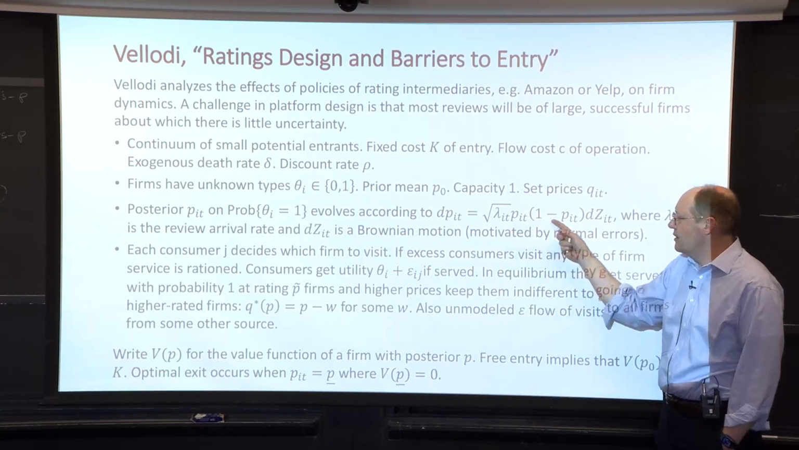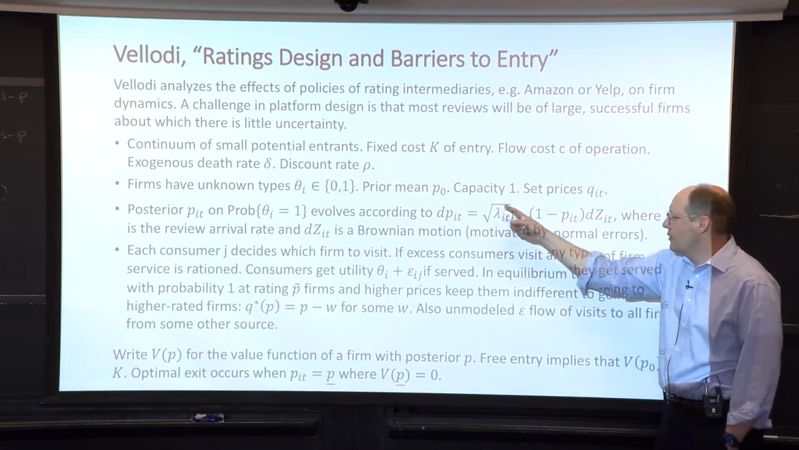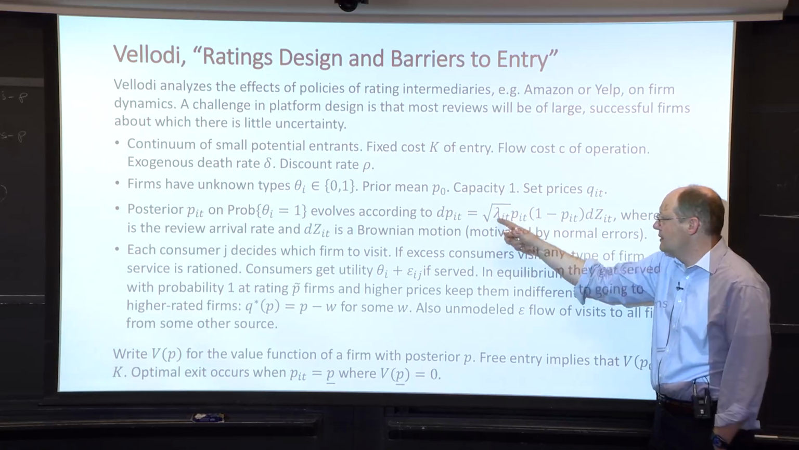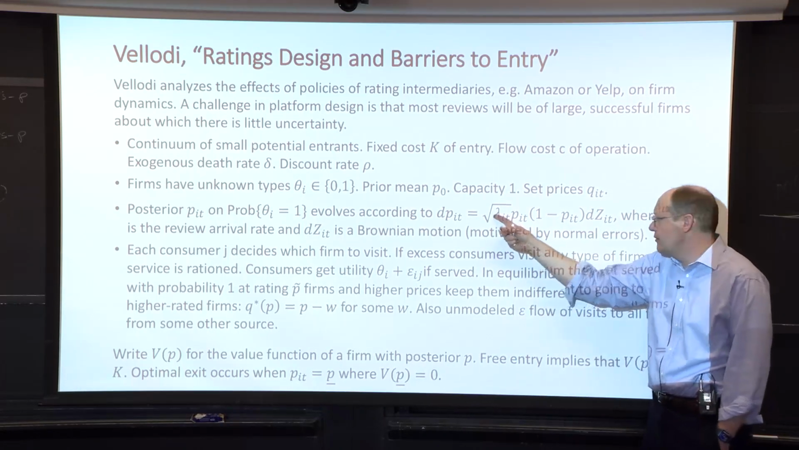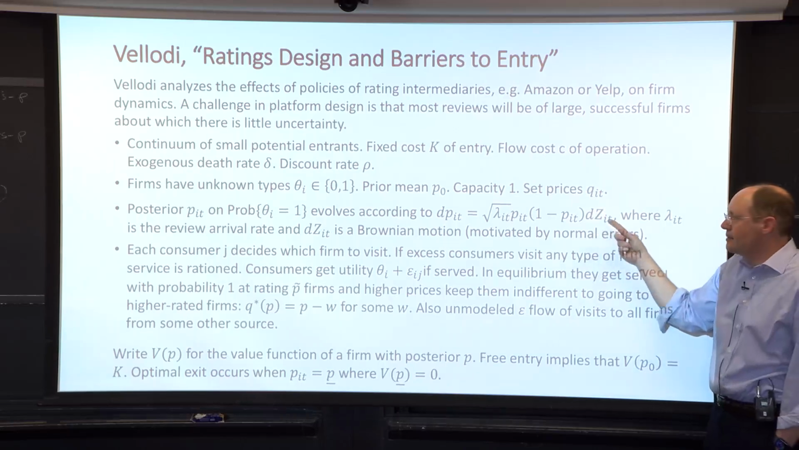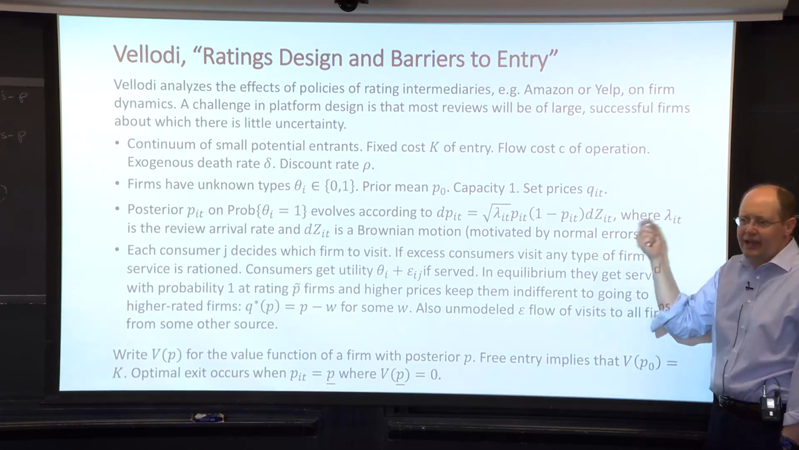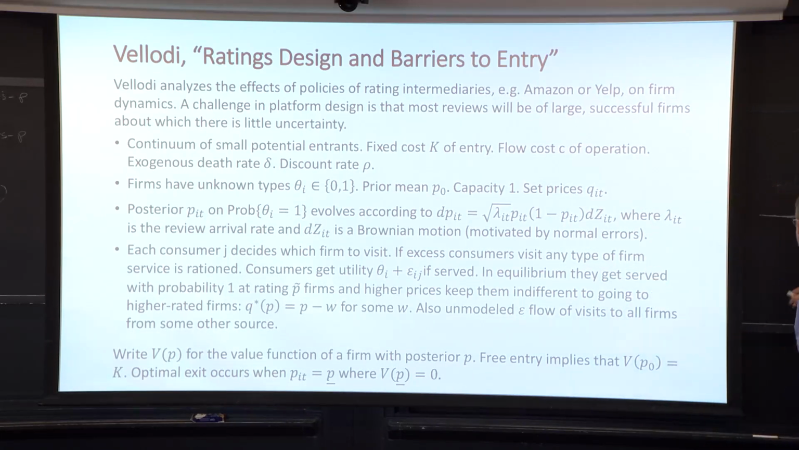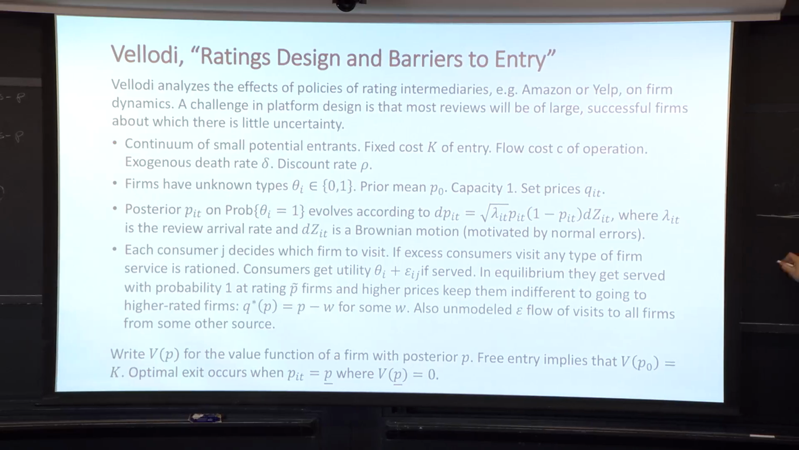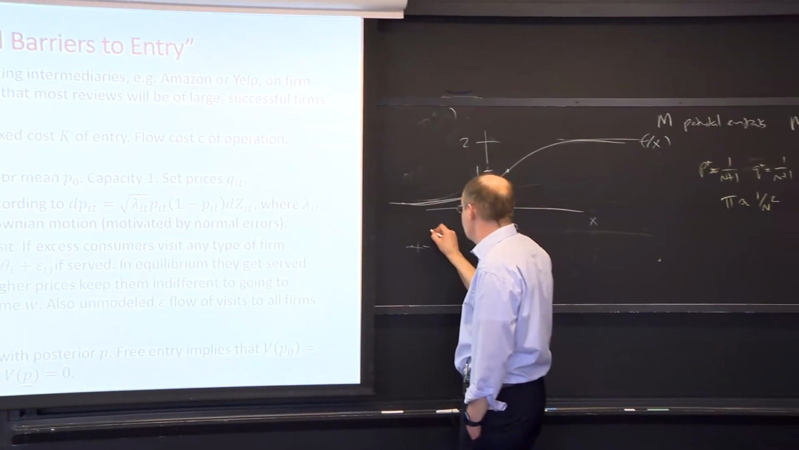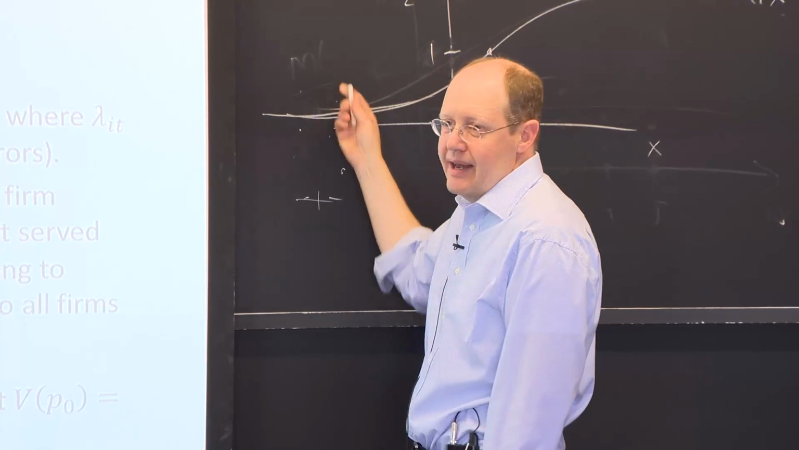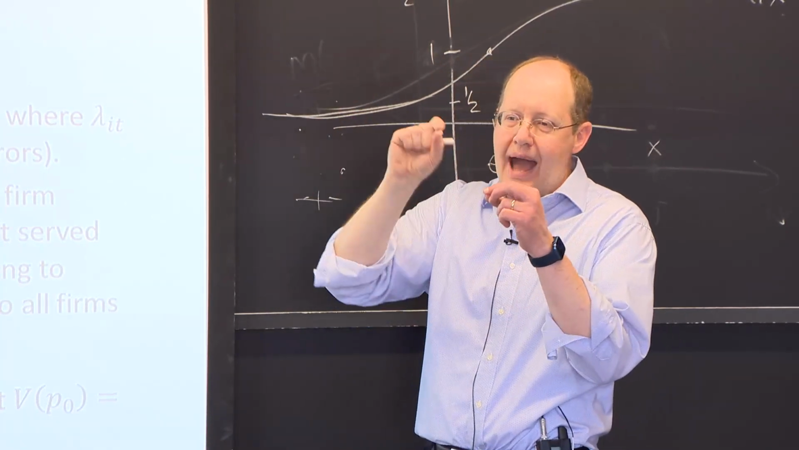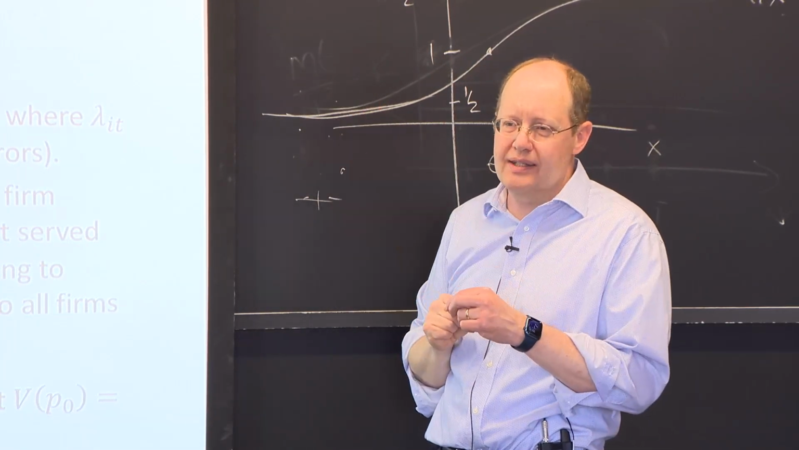So anyway, the new information is arriving, and square root of lambda_it is how much the standard deviation changes when you have lambda_it reviews, and then dz_it is a Brownian motion that's just positive or negative. So you can think of it as the limit as you get a number of normally distributed signals saying this one was good, this one was bad, this good, this bad. That pushes you back and forth in a Brownian motion process.